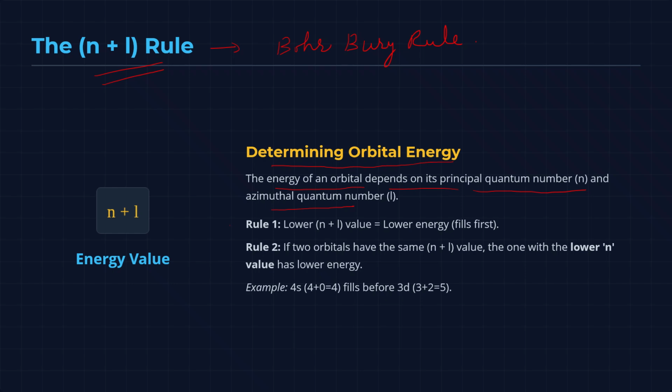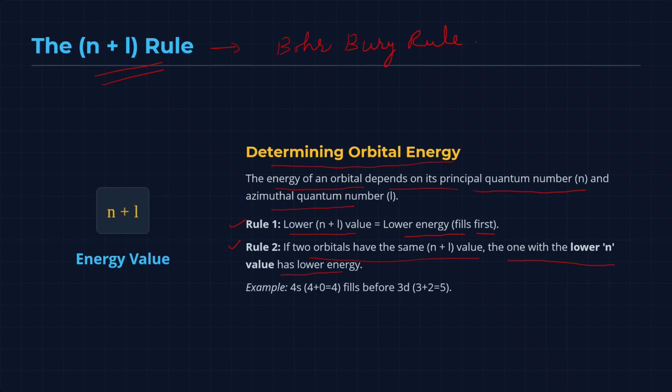Now here you have to remember two rules. Rule number 1: lower the value of n plus l, lower will be the energy of the orbital, and lower energy orbital will be filled first. This is the Aufbau principle, which says that lower energy orbital will be filled first while writing the electronic configurations. And rule 2 is: if two orbitals have the same n plus l value, then the one with lower n value will have lower energy, and the other which has higher n value will be considered as higher energy.